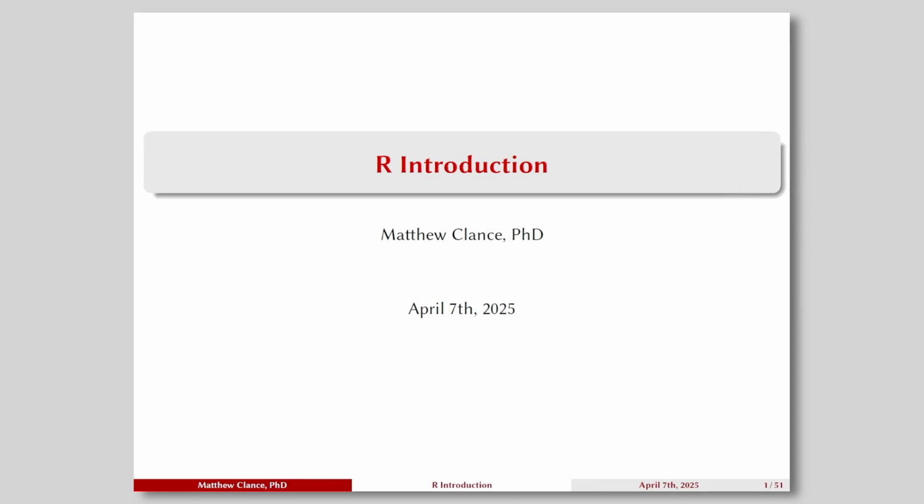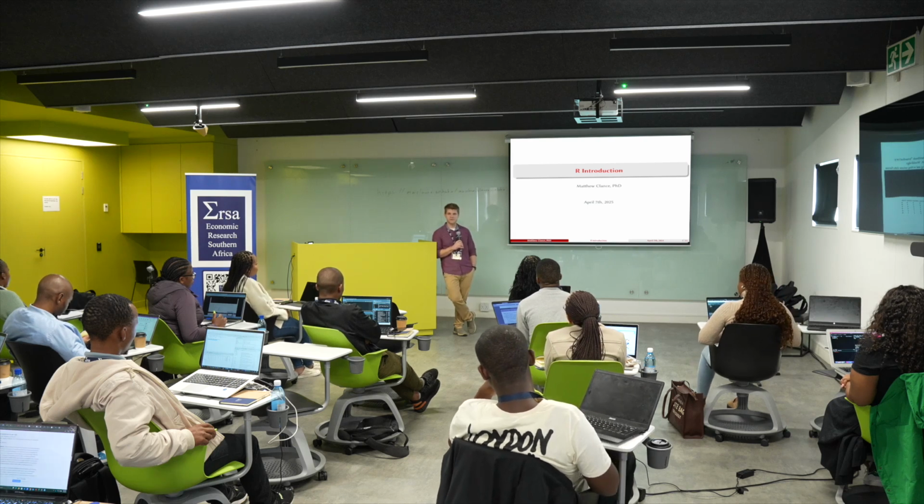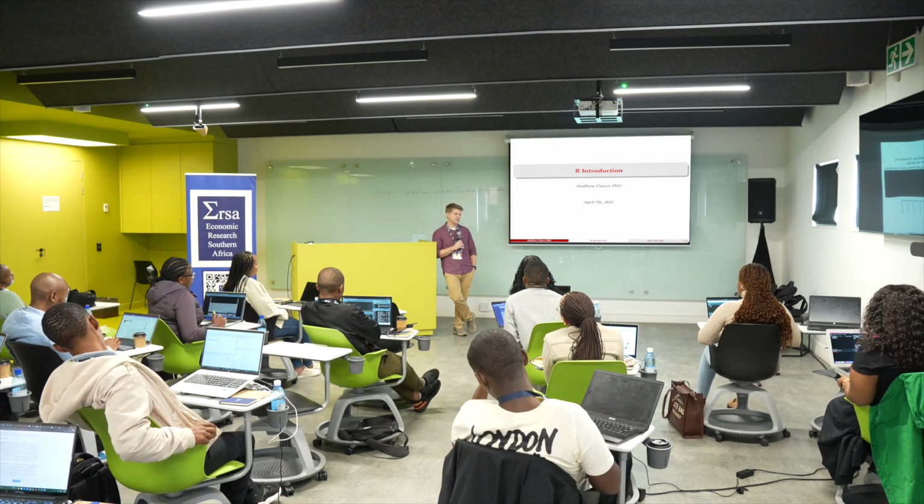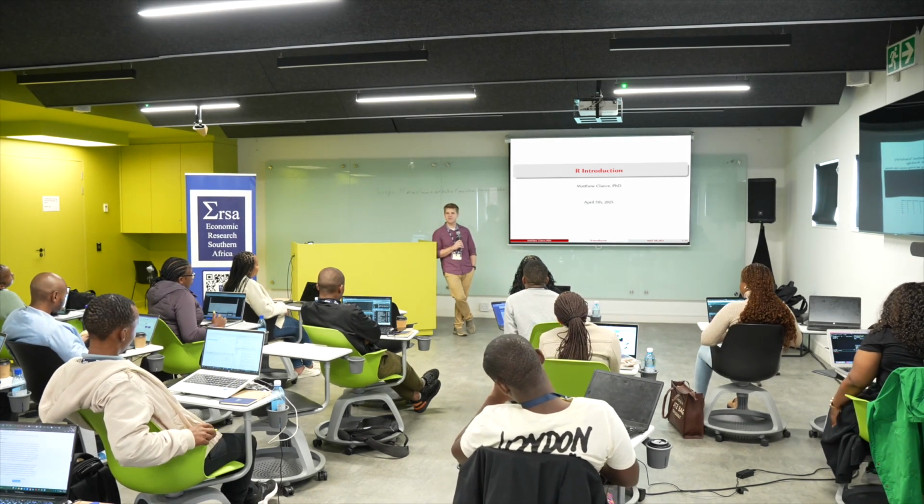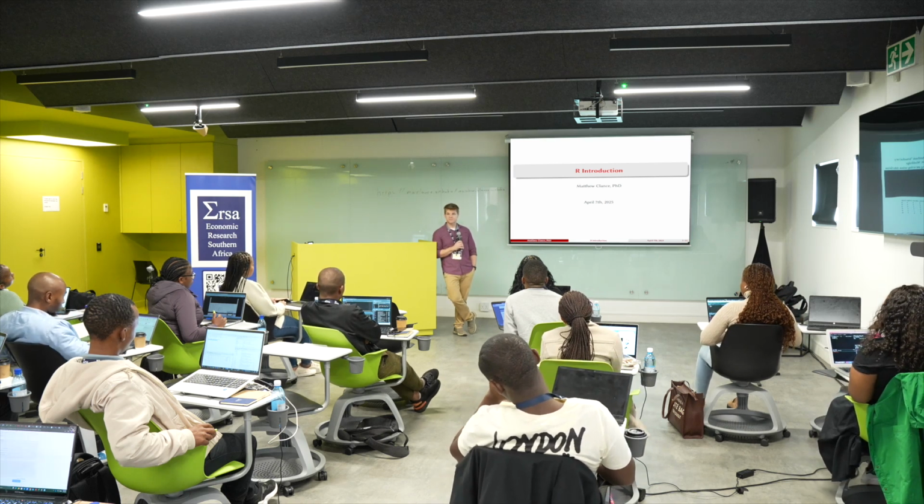My name is Matthew Clance. I finished my PhD at Clemson University in 2012, so I've been here since 2013. My research is typically very broad, bouncing from international trade to different versions of development, whether it's childhood outcomes, some climate change outcomes, and then also applied econometrics.